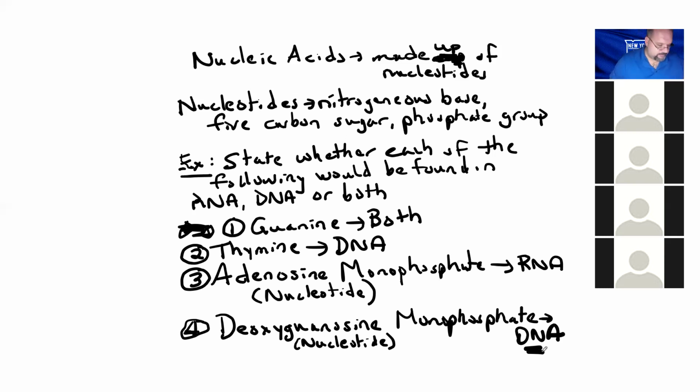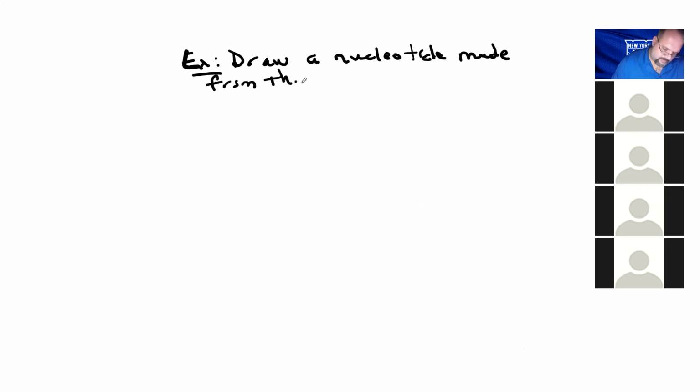Okay. So keep that in mind. So that's our first example. All right. Second, draw a nucleotide made from the following components. Let's see. Here's our first component.